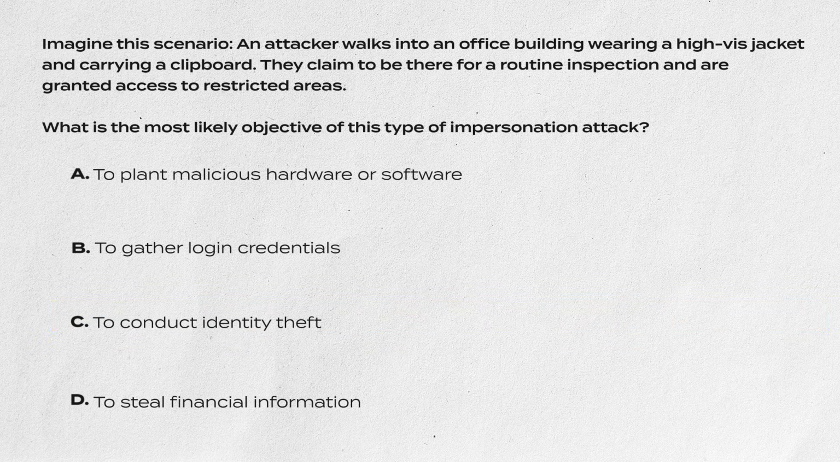Okay, last question. Imagine this scenario. An attacker walks into an office building wearing a high-vis jacket and carrying a clipboard. They claim to be there for a routine inspection and are granted access to restricted areas. What is the most likely objective of this type of impersonation attack? Is it A, to plant malicious hardware or software, B, to gather login credentials, C, to conduct identity theft, or D, to steal financial information?